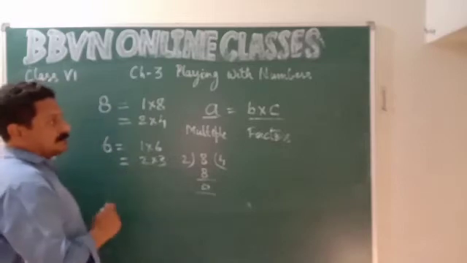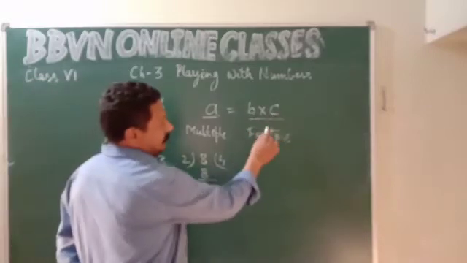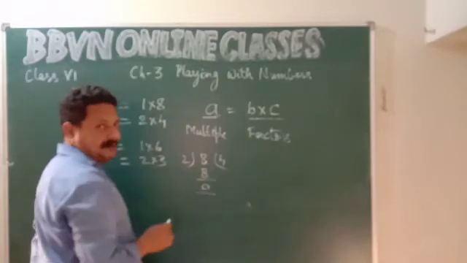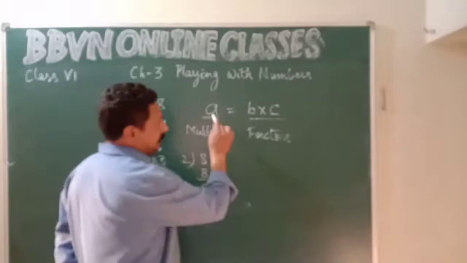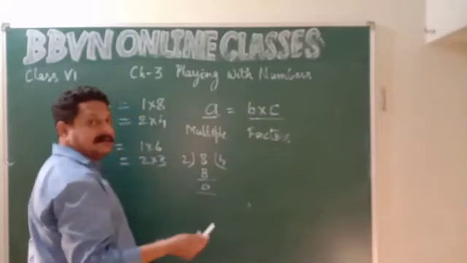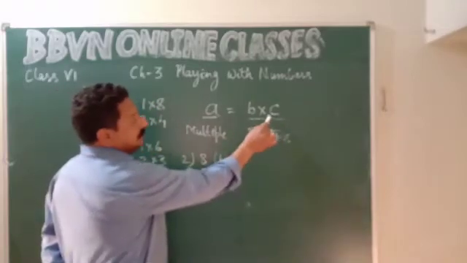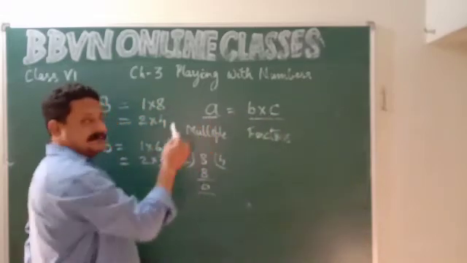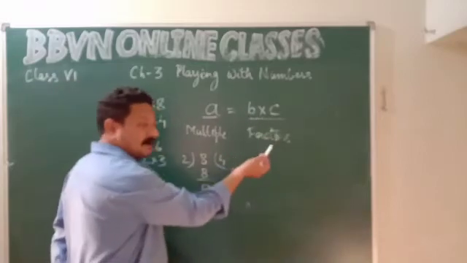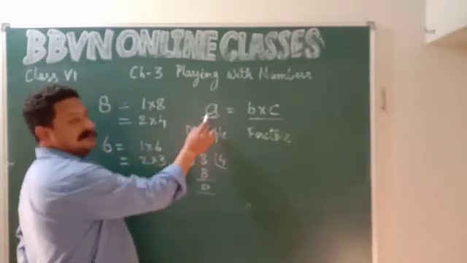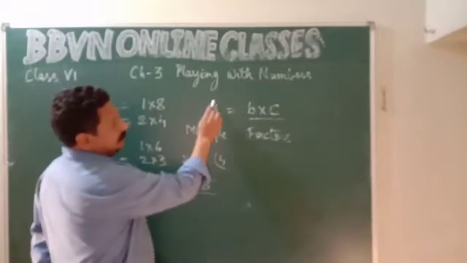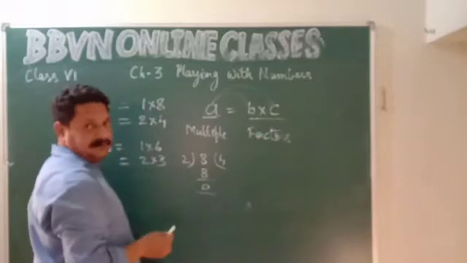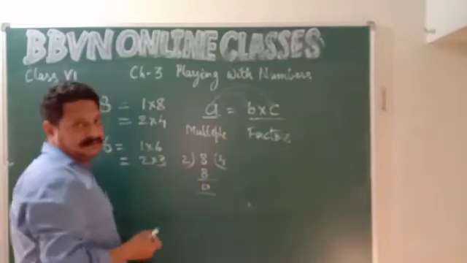So today you have to understand B and C are the factors because B completely divides A. If I divide A by B, I get remainder 0, or if I divide A by C, I get the remainder 0. So B and C completely divide A. So B and C are called factors of A. So if B and C are factors of A, then A is called a multiple. So A is a multiple of B and A is a multiple of C as well, because B and C both are factors of A.